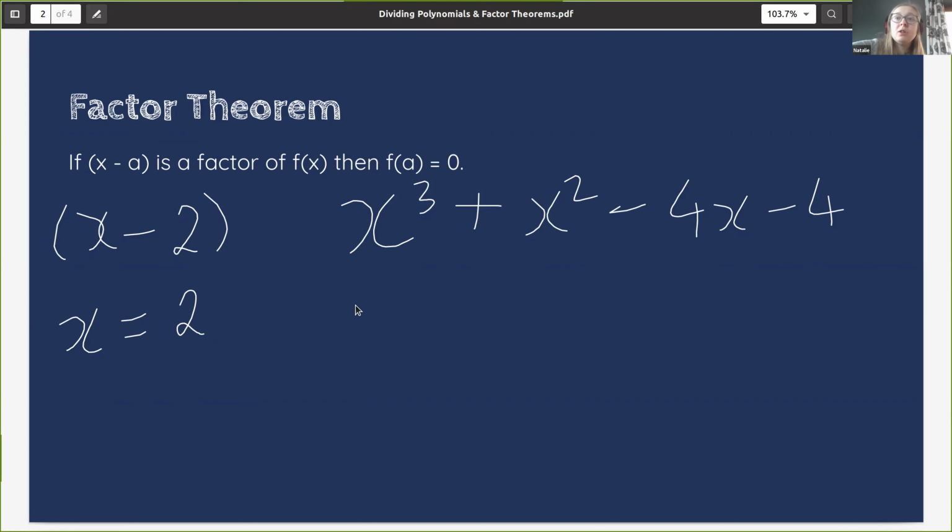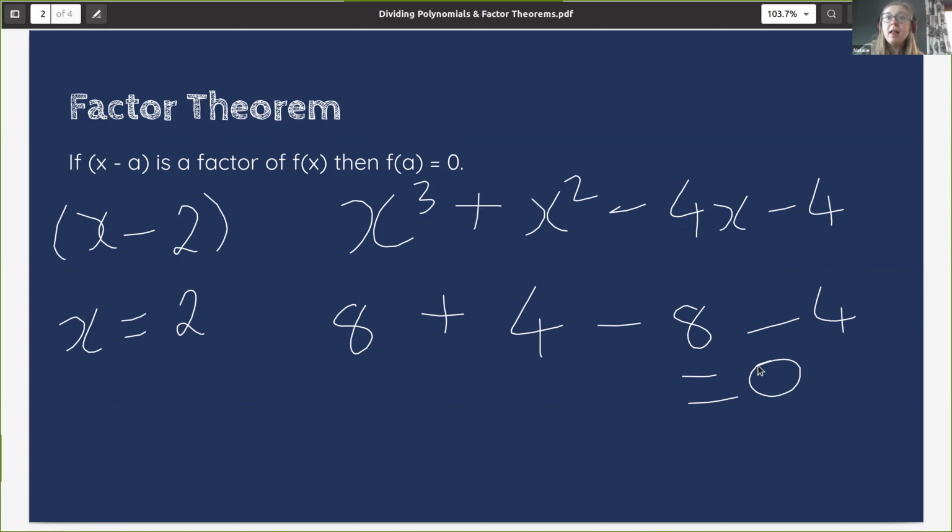So I can say 2 cubed is 8 plus 2 squared is 4 minus 4 times 2 is minus 8 minus 4. And that is indeed equal to 0. Now that is worth 2 marks usually in an exam. But you have to show the working.